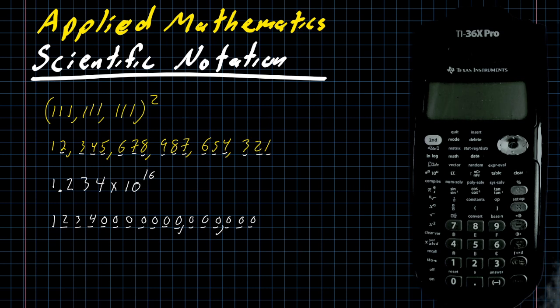I'll come back in, I'll put my commas every 3 digits the way that we do in the United States and nowhere else in the world. And I get that this number, not exactly, but approximately 12 quadrillion, 340 trillion and change. I've lost information, I have rounded, but the important bit of it is still there.